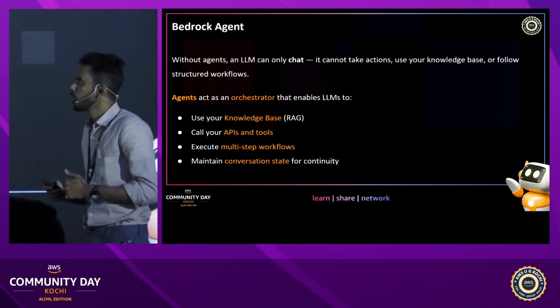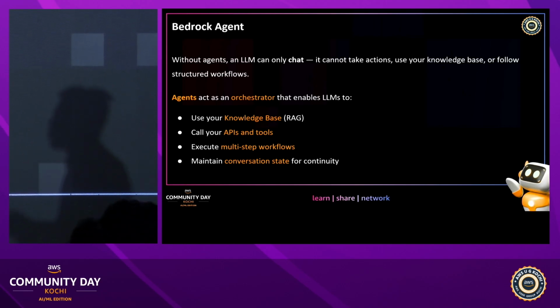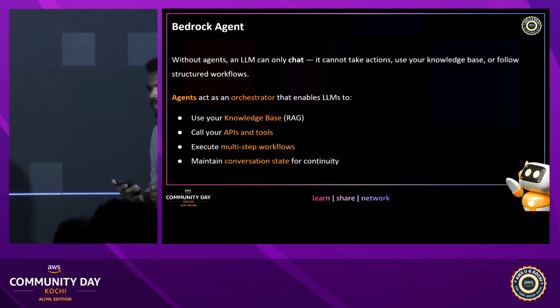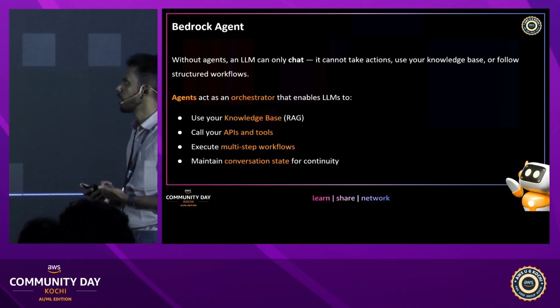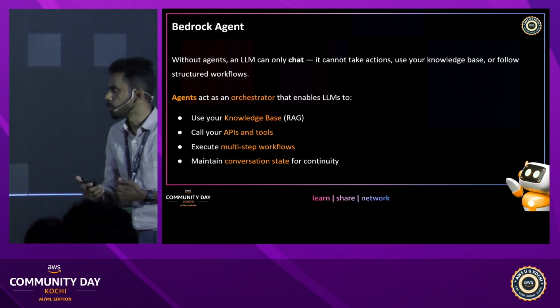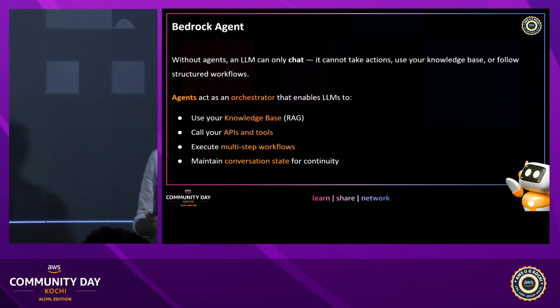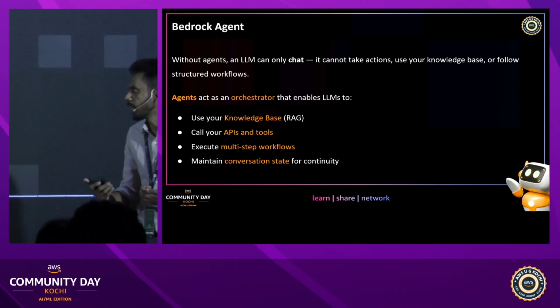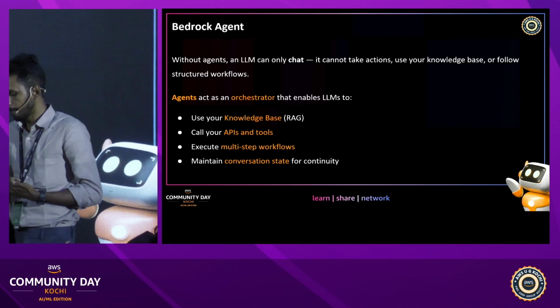Moving on. So now let's talk about Bedrock agents. So far we have discussed chats only. Without any agents, the LLM can only chat. If you need to do much more, like take any action or follow a structured workflow, we need agents to do that. You can think of an agent as an orchestrator that sits on top of LLMs. Using agents, we can use our knowledge base to answer accurately, call our APIs and tools like Lambda functions or other services. We can execute multi-step workflows. We can maintain conversational state for continuity.